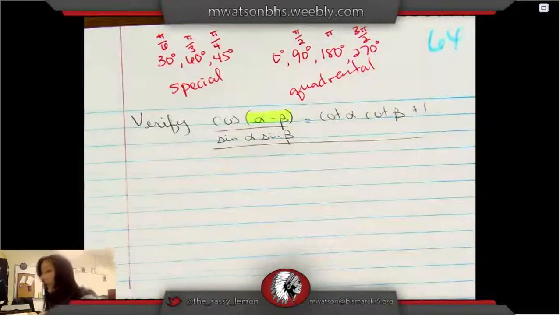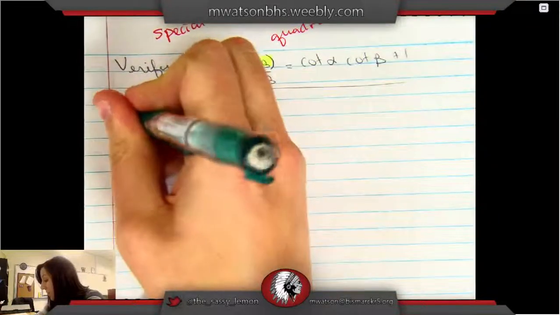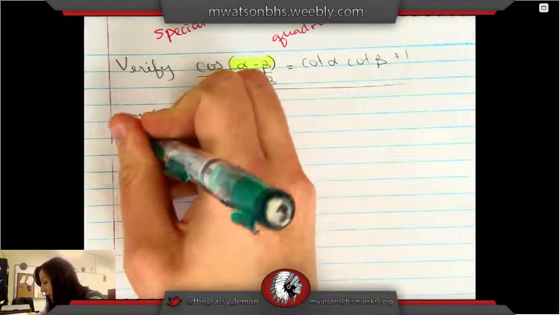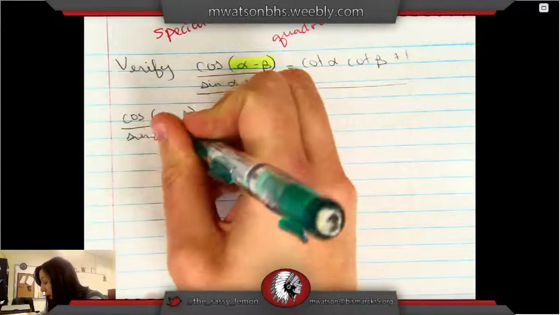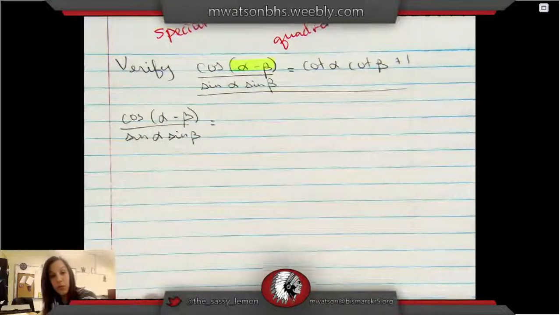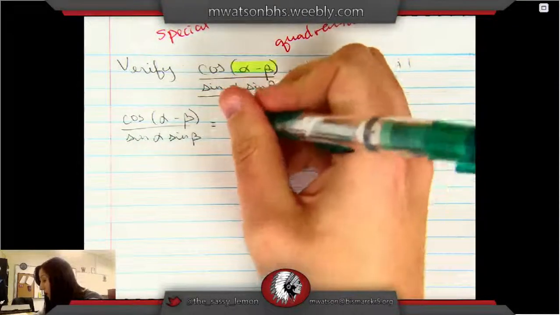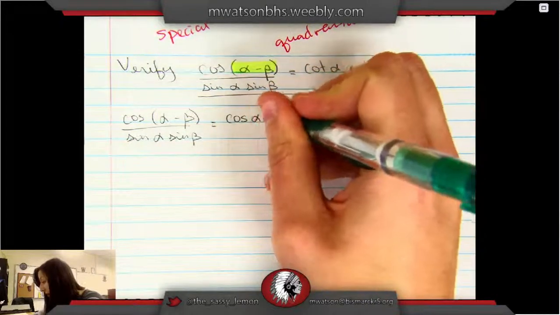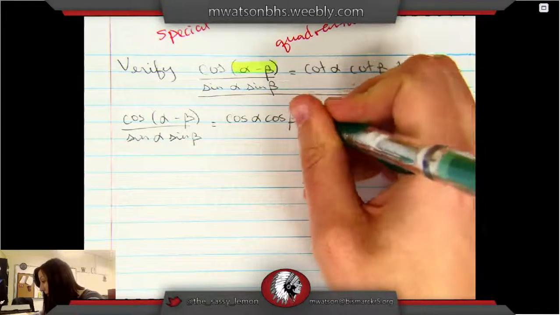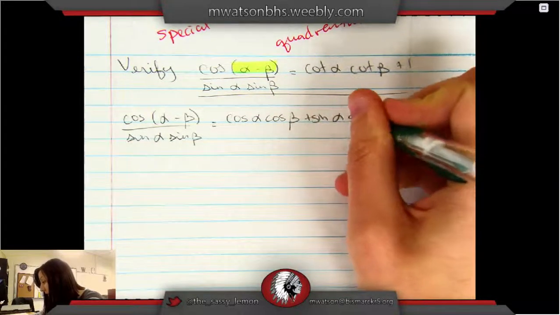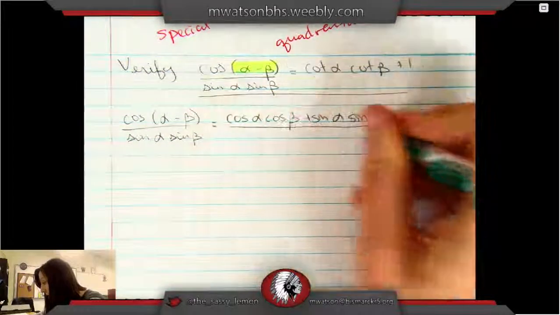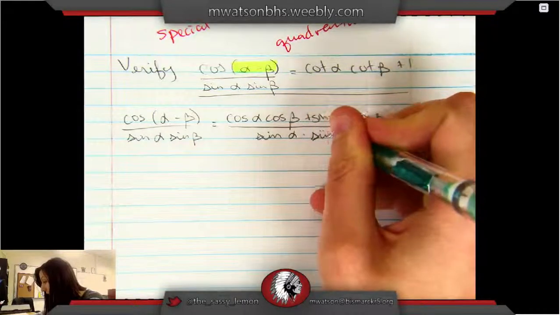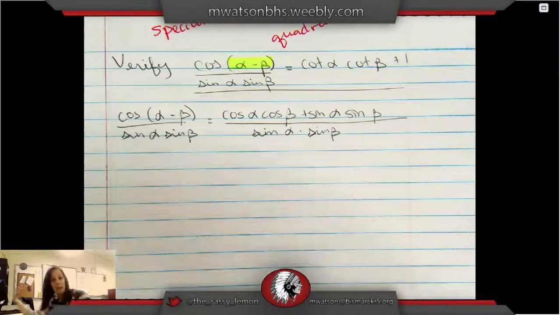So I'm going to write it like this: cosine of alpha minus beta over sine of alpha times sine of beta equals, and I'm going to change that top. I'm going to change it to cosine of alpha cosine of beta plus sine of alpha sine of beta all over sine of alpha times sine of beta. So we've made an even bigger mess.